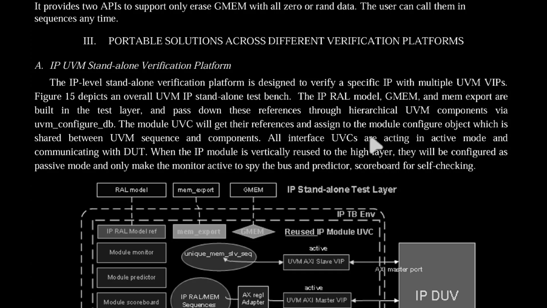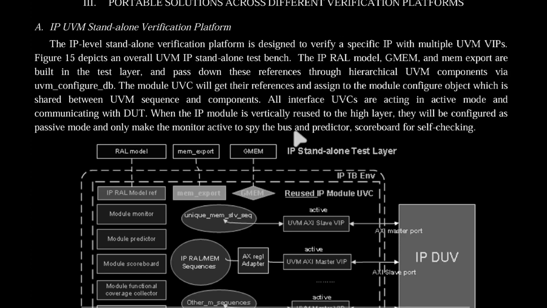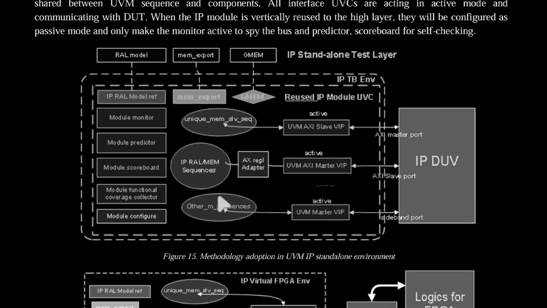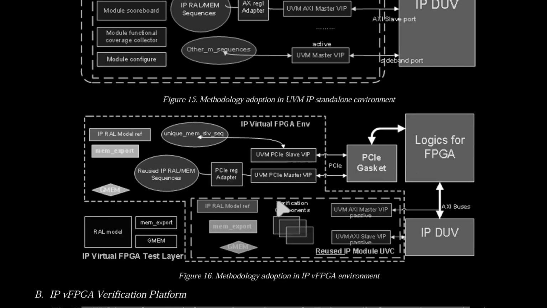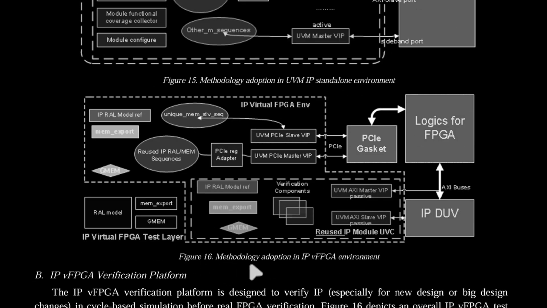All interface UVCs are acting in active mode and communicating with the DUT. When the IP module is vertically reused at a higher level, they will be configured in passive mode and only make the monitor active to spy on the bus, with the predictor and the scoreboard for self-checking. Figure 15 is methodology adoption in the UVM IP standalone environment. Figure 16 is methodology adoption in the IPv virtual FPGA environment.